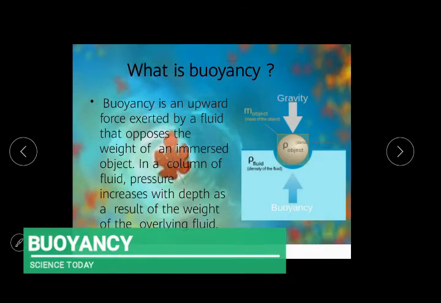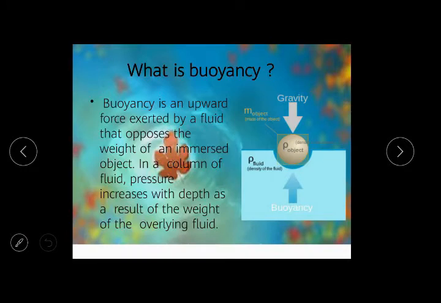Hello students, today I am going to explain to you about buoyancy. So what is buoyancy? About this we are going to explain today. What does this word mean? What does the word identify? Let's see.